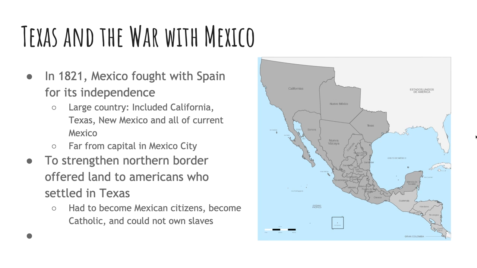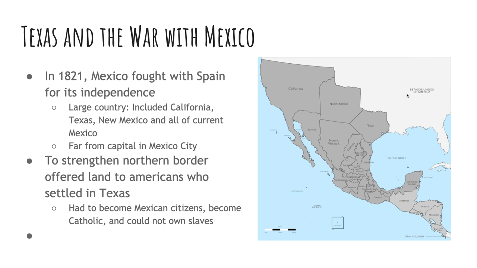Today we're going to be talking about Texas and the war with Mexico. And this is going to lead to basically what we know now today as our continental US. So the land that is acquired by the end of this war is basically all of the United States as we know it today. Okay, so let's get started.